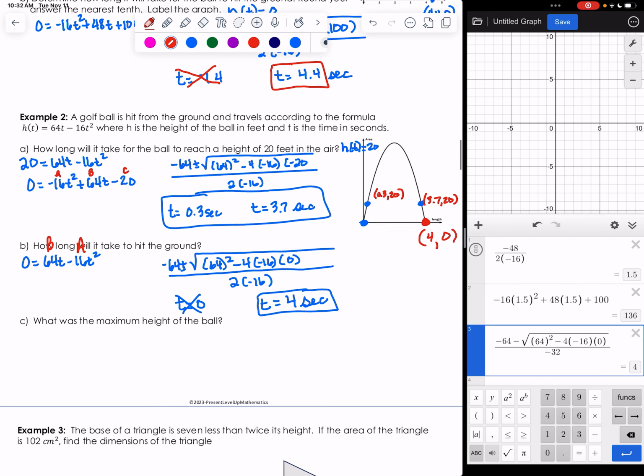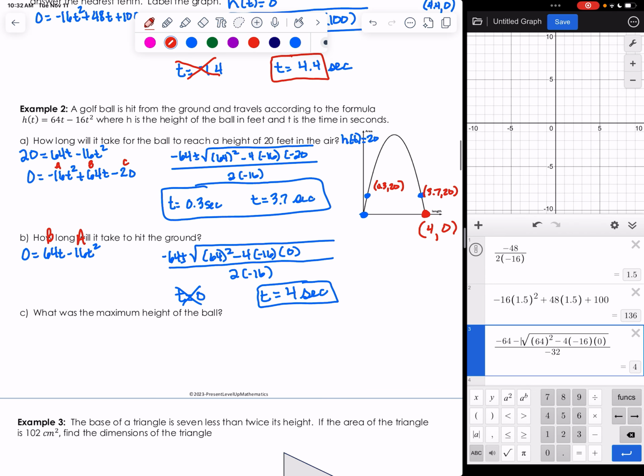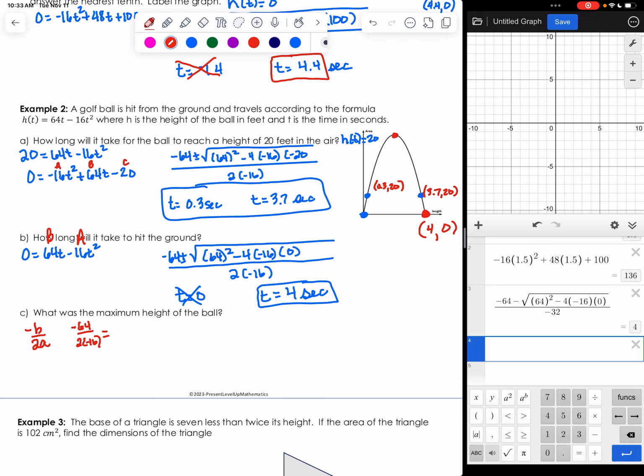Okay. In problem C, they want to know the maximum height of the ball. So the maximum height of the ball is up here. Remember, maximum uses this formula, opposite B over 2A. So this would be negative 64 over 2 times negative 16. So I'm going to make a fraction here. Negative 64 on the top, negative 32 on the bottom. So that's going to be 2. So I know this is going to be 2 comma something.